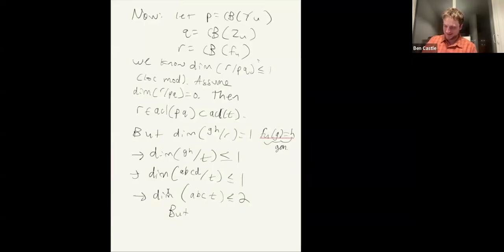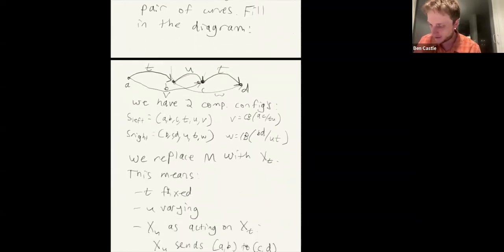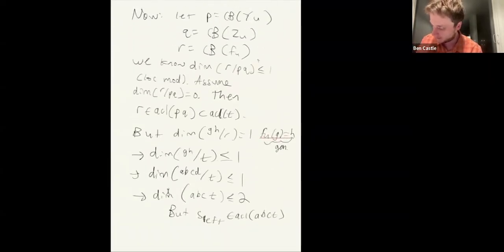Right, but the whole left side is in the ACL of that. So this is, again, forever ago. Here was our diagram. If you're given A, B, C, and T, then from B and C, you can get U. From T and U, you can get V. And you have an entire composition configuration. And the dimension of the whole configuration has to be 3, and that's a contradiction.